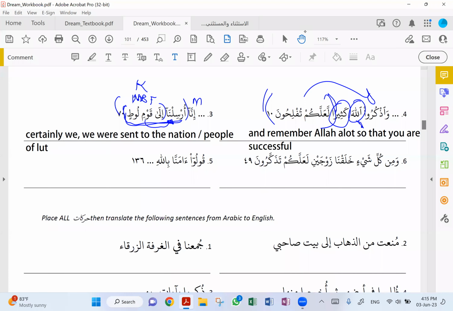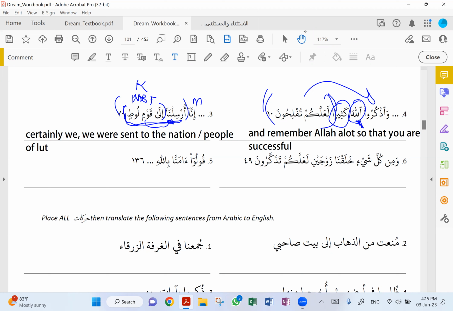So مفعول به لفظ الجلالة answers the question who. Remember Allah. And then كثيرا answers the question how. Remember Allah how? كثيرا, a lot. And then لعلكم تفلحون answers the question why, so that you are successful. You understand? Yes, thank you. Okay, alhamdulillah.